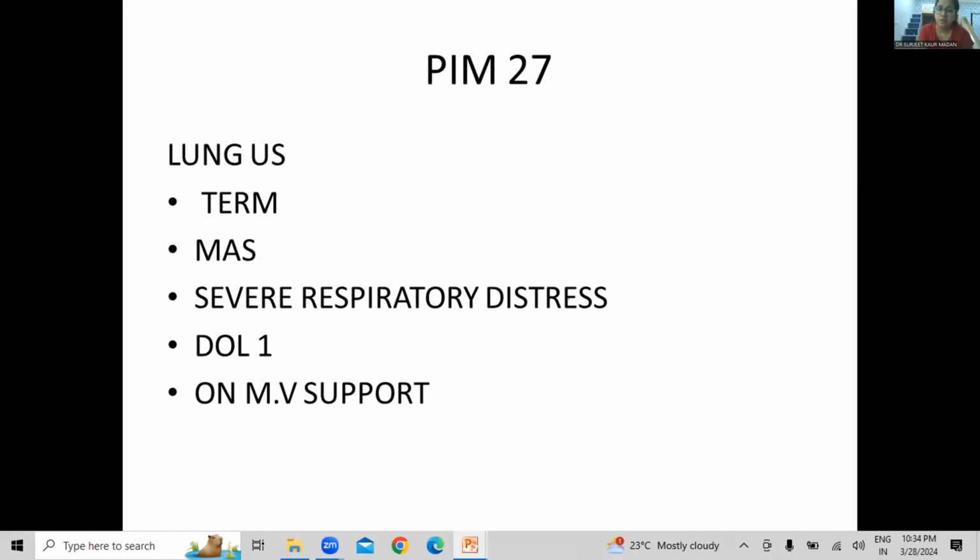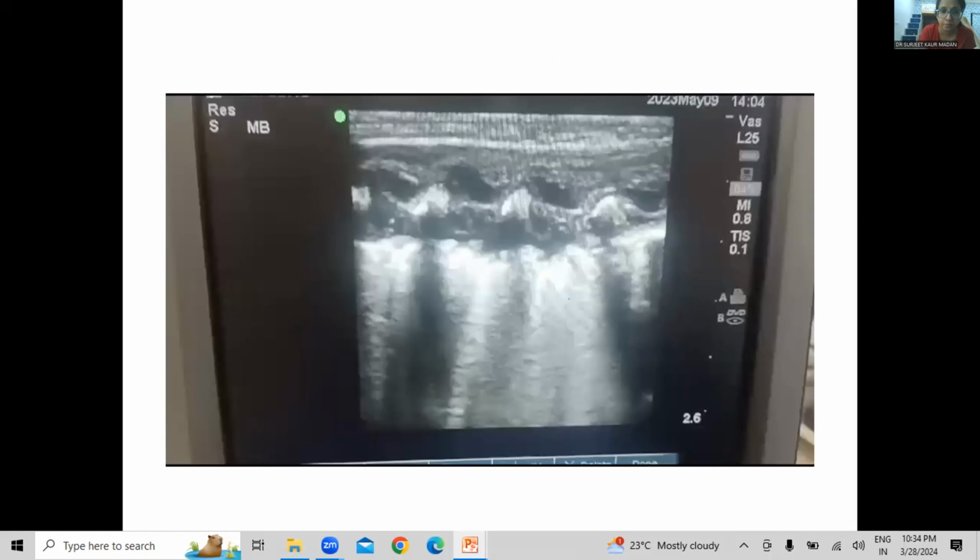Okay. This is another case, a term baby with a history of meconium aspiration, presented with severe respiratory distress. On day 1 of life, we had to intubate the baby. And this was a lung ultrasound picture.